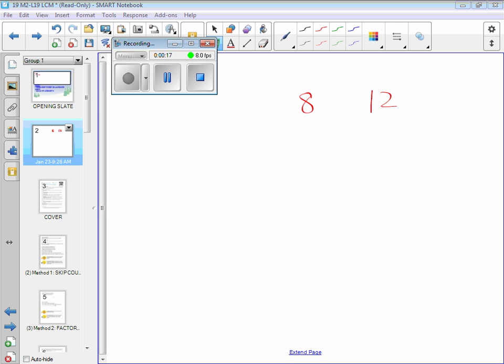In fact, a week from today, the end of next week, we're going to do a sprint on GCF to see if you can do it in your head. And I would give you numbers that are manageable. 8 and 12 are manageable numbers. What is the highest number that will go into both 8 and 12? Correct. The GCF is 4.